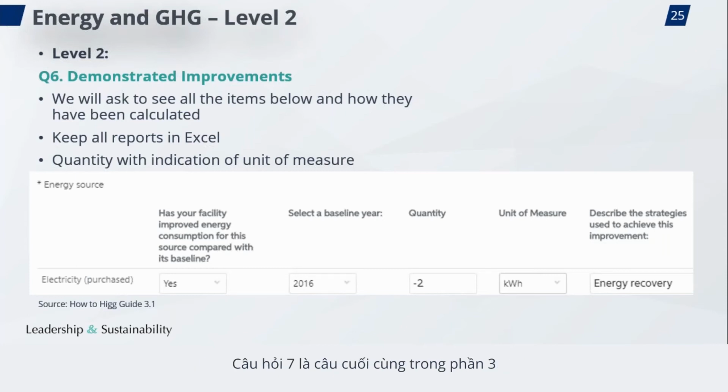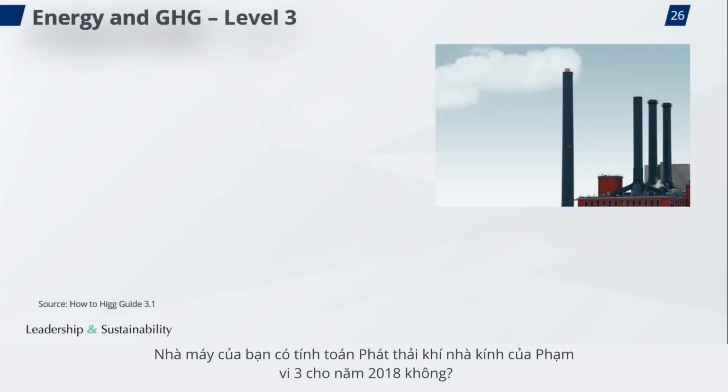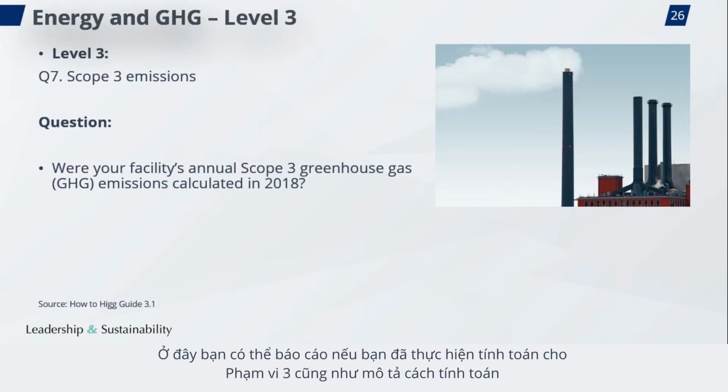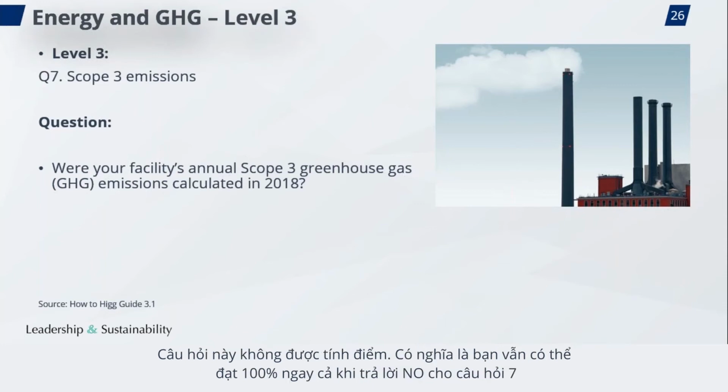And now here, question 7 is already the last question in the energy section. Were your facility's annual Scope 3 greenhouse gas emissions calculated in 2018? And here you can report if you have calculated your Scope 3 greenhouse gas emissions, and also describe your Scope 3 calculation. This question is actually not scored. So if you answer no here, you will not lose any scores. You will still be able to reach 100 scores in this section.